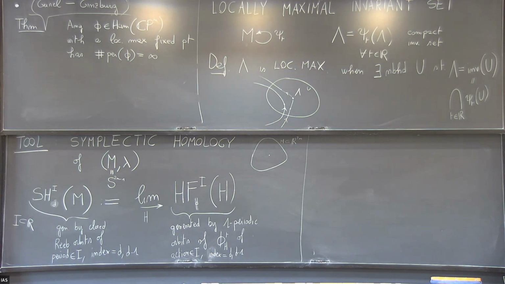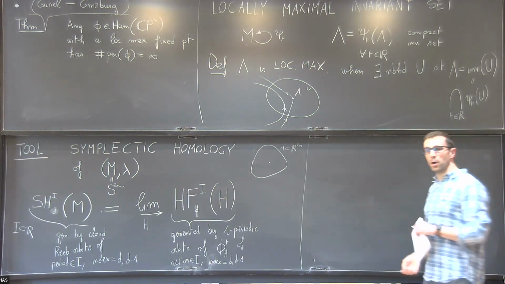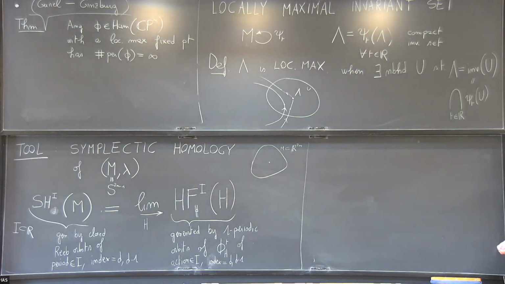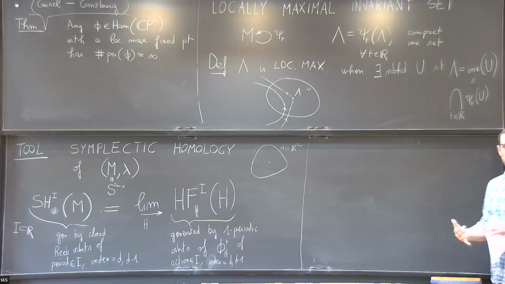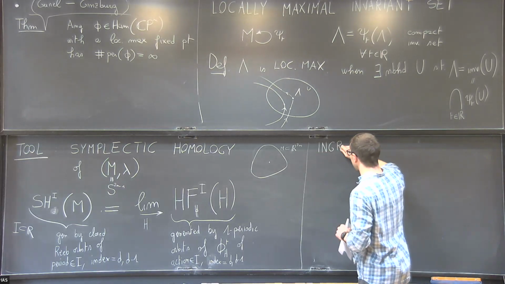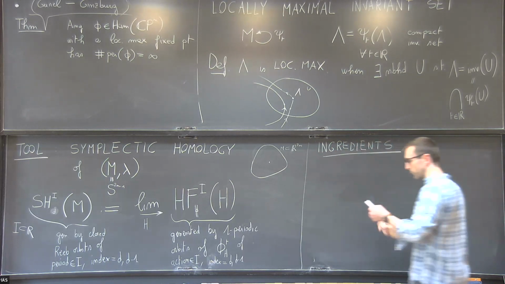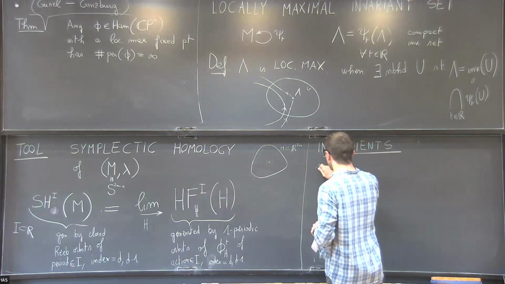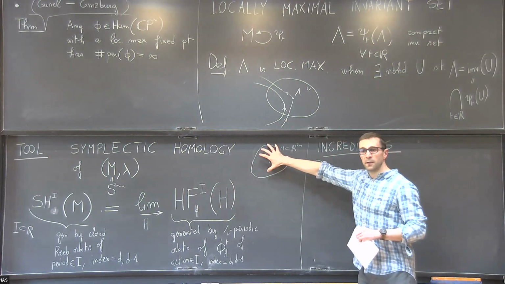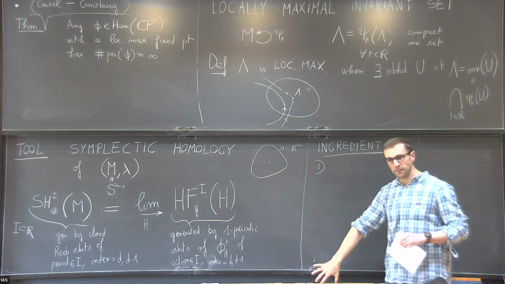Now, this is the tool, and I'm going to need three ingredients. Two of them were well known in the literature, and the third is new. And the blending of the three ingredients is also new and requires a bit of work. So three ingredients that I'm going to apply to symplectic homology. First ingredient: it's well known that this sphere is displaceable in R^2N, meaning that there's a Hamiltonian that shifts the sphere away from itself.